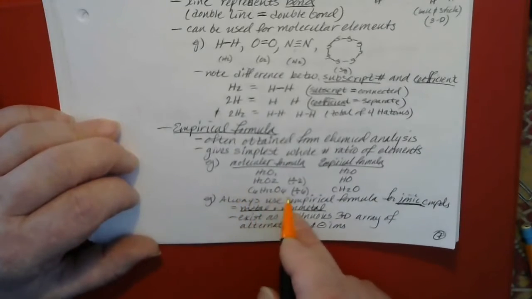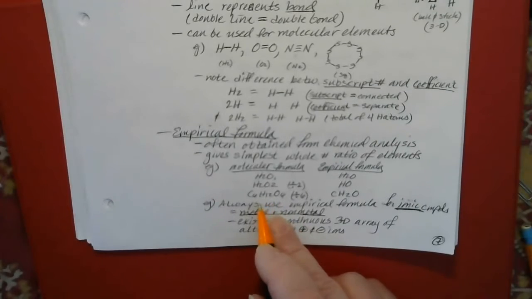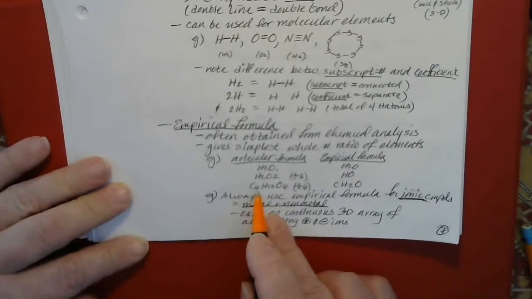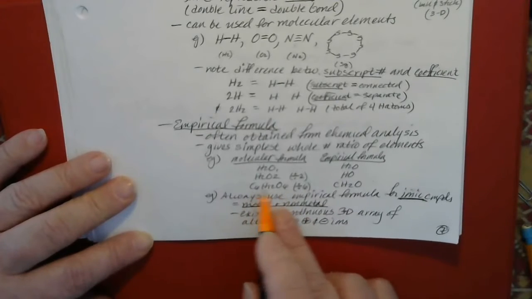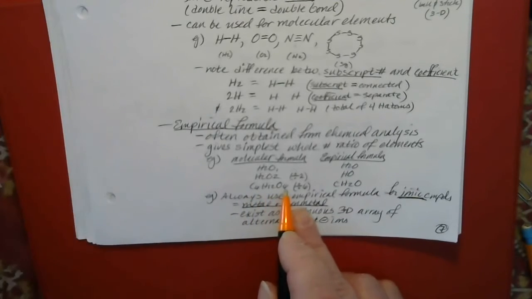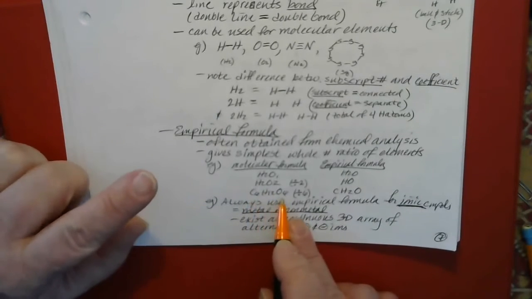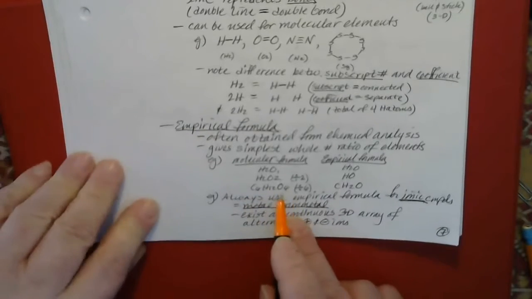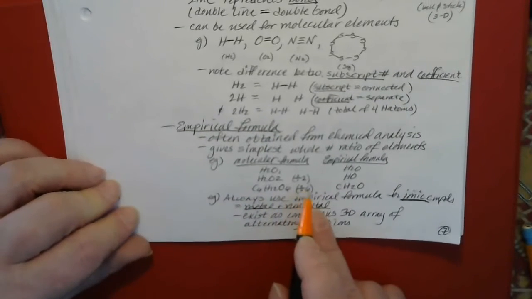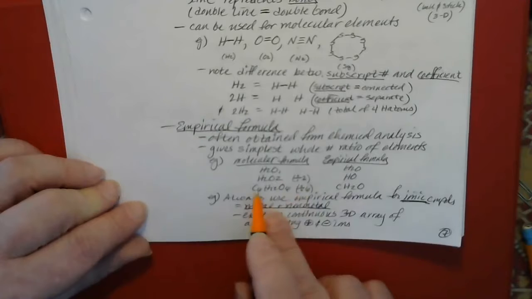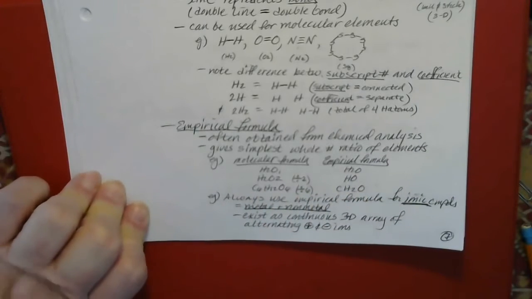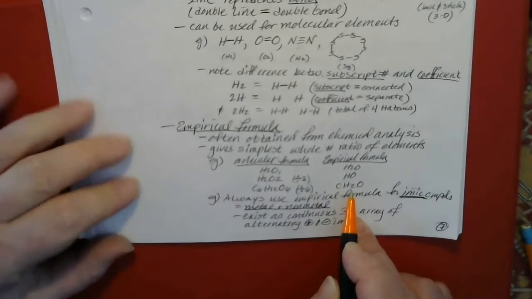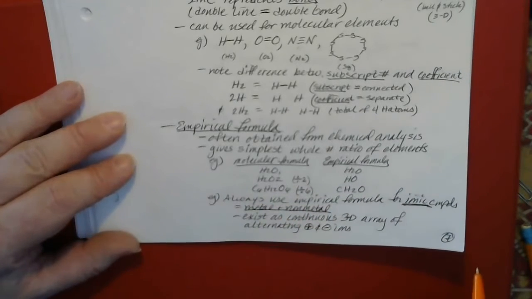If you take glucose, or actually that's the formula for any number of different sugars, but glucose is probably the best known, which has a formula of C6H12O6. You'll notice all of these numbers are divisible by 2, but they're also divisible by 3, and they're also divisible by 6. So you divide by the largest common factor, and you get CH2O. And that would be the empirical formula for glucose.